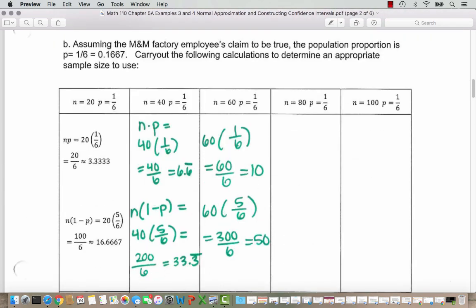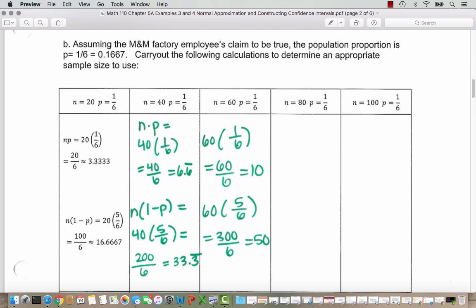All right, so according to the M&M factory employees' claim, they said the population proportion is p equals 1 out of 6 or 0.1667. So we're going to assume this is true. And then we are going to carry out these calculations to try to figure out the appropriate sample size.